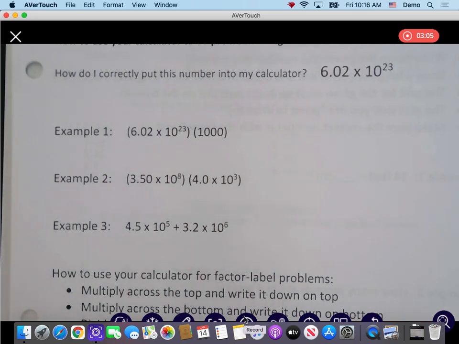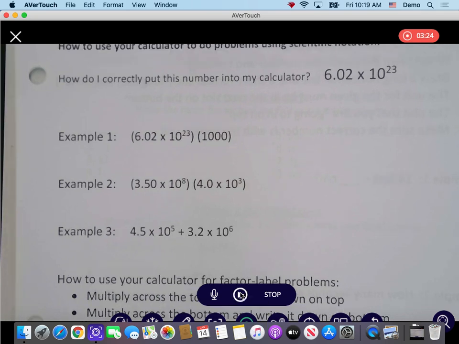Now, before we go any further, is there anyone who does not see the exponent button on their calculator? If you don't, raise your hand. I'm going to pause the video and come visit you for a second. We're going to make sure we know exactly where it is. Okay, let me pause for a minute. Okay, everyone's located that function on their calculator, the magic button.